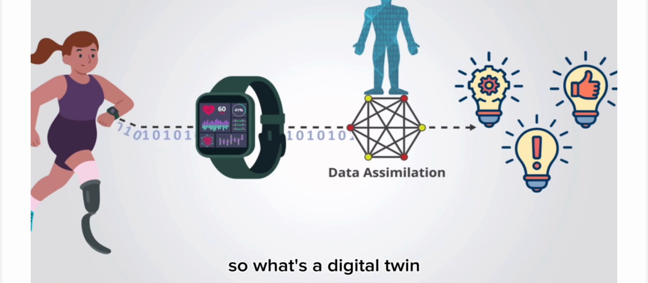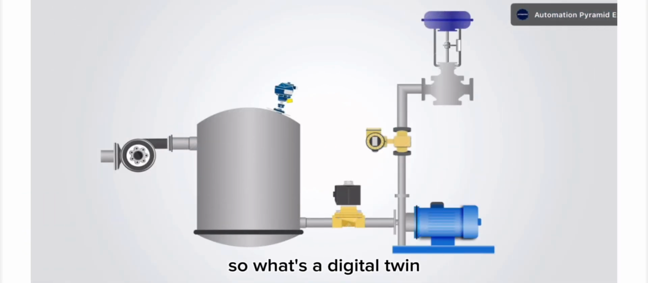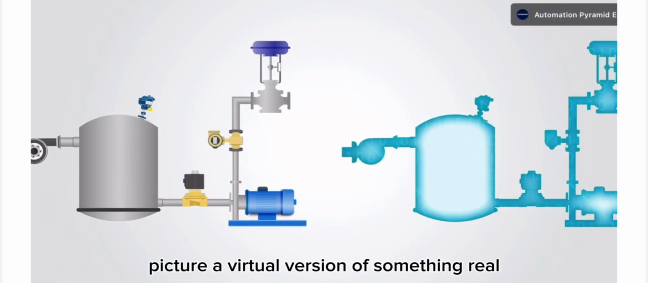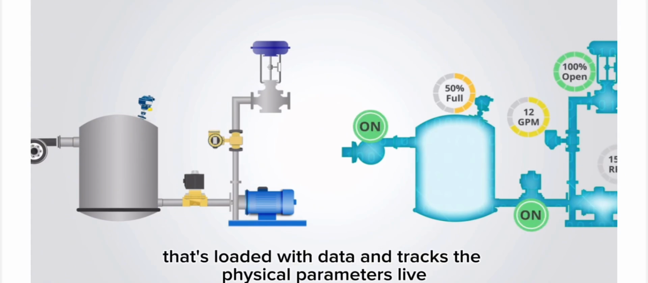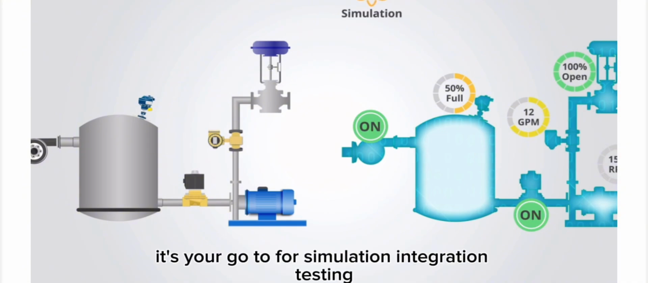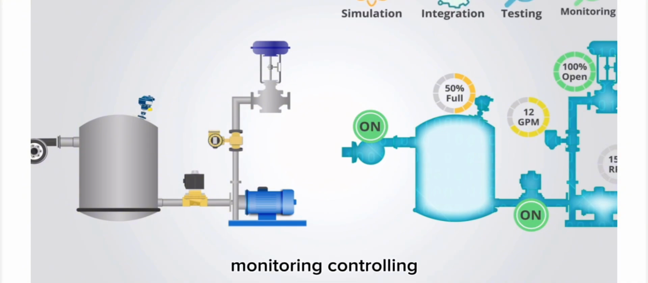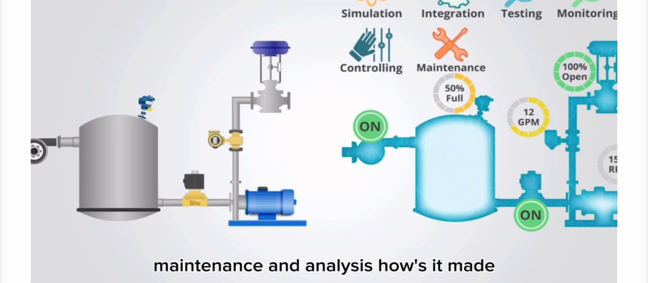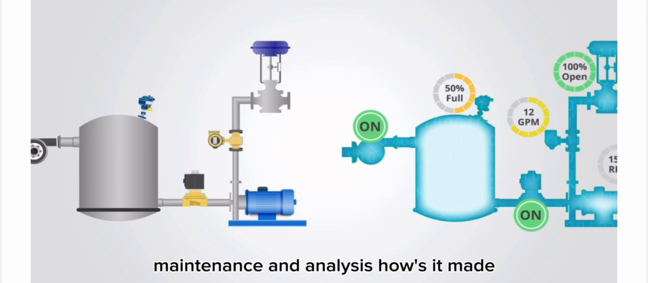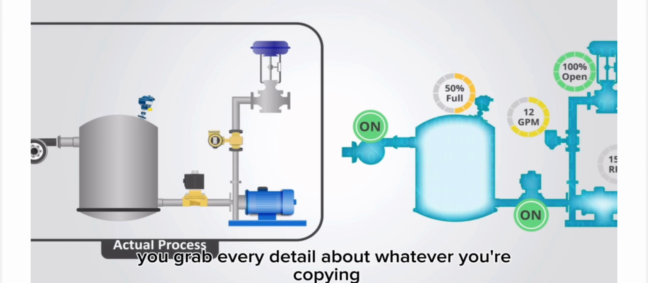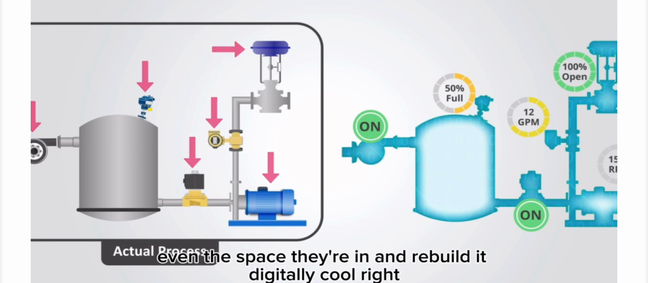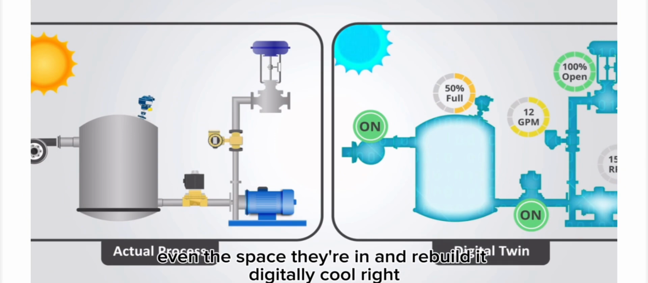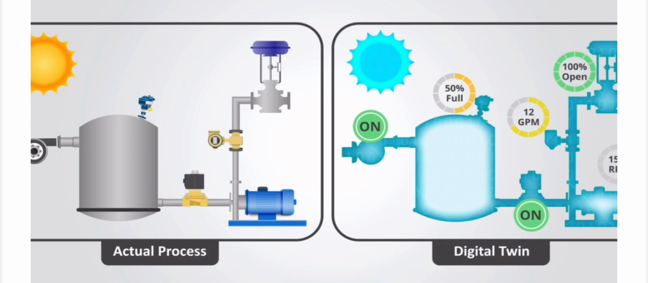So what's a digital twin? Picture a virtual version of something real, like a digital mirror that's loaded with data and tracks the physical parameters live. It's your go-to for simulation, integration, testing, monitoring, controlling, maintenance, and analysis. How it's made: you grab every detail about whatever you're copying, every part, how they click together, even the space they're in, and rebuild it digitally. Cool, right?